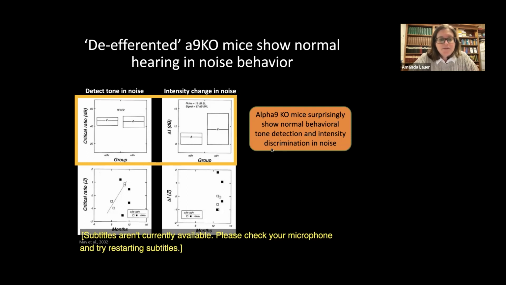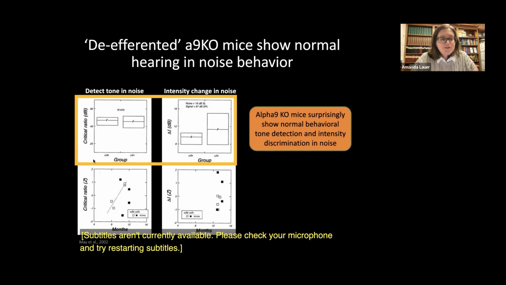And the hypothesis with these animals a long time ago, put forward by my postdoctoral mentor, Brad May, and his collaborator, Cynthia Prosen, was that these mice would have abnormal hearing and noise behavior, and that this would be the first animal study to really definitively show that. Previous animal studies have provided equivocal results.